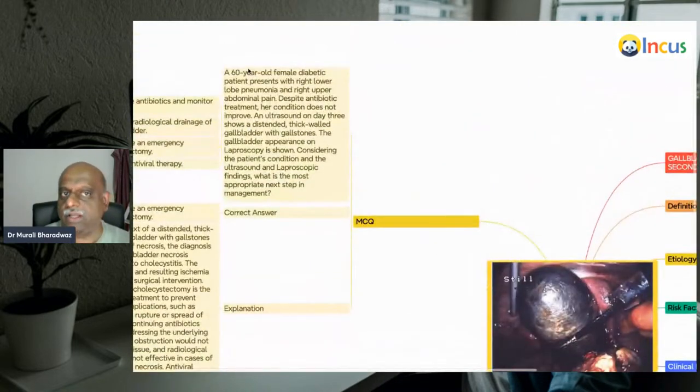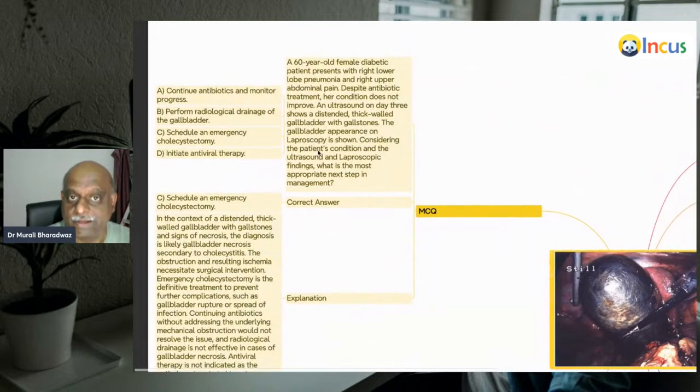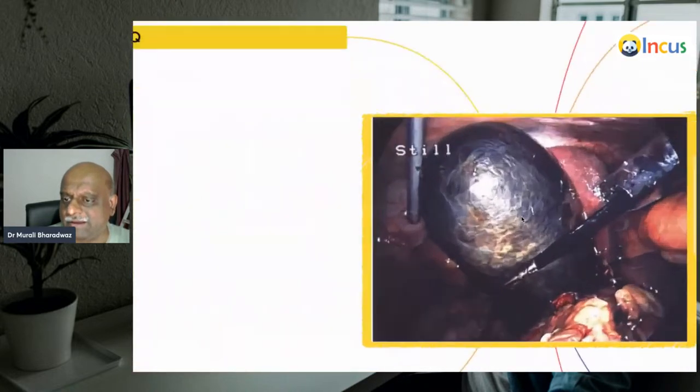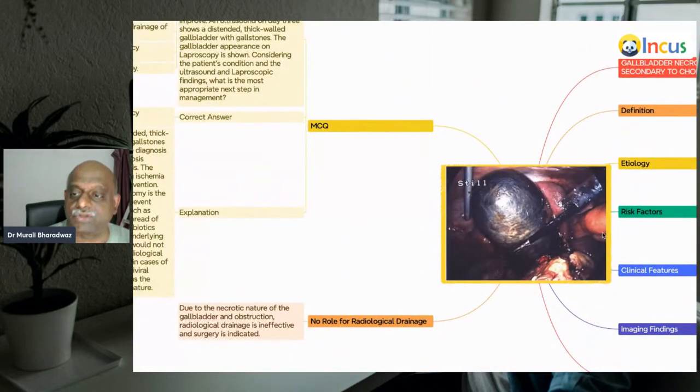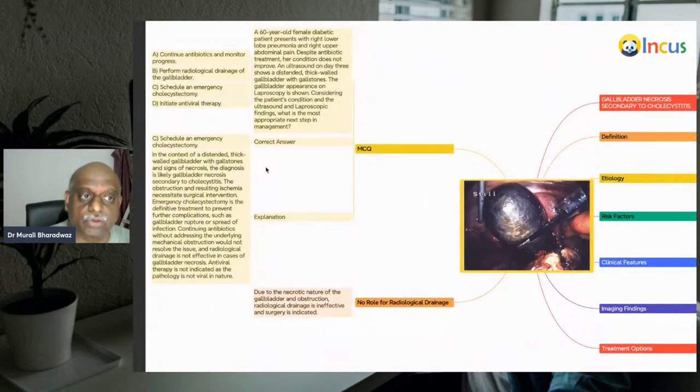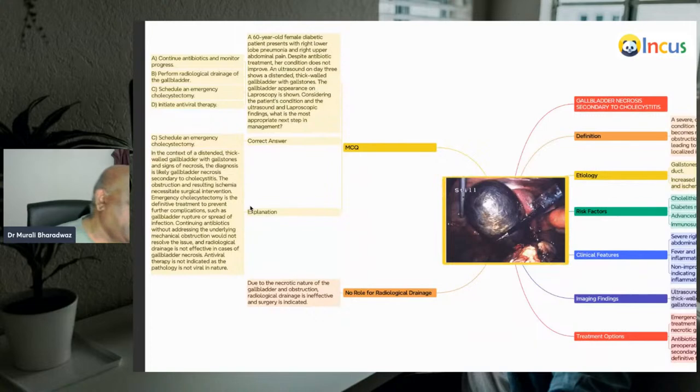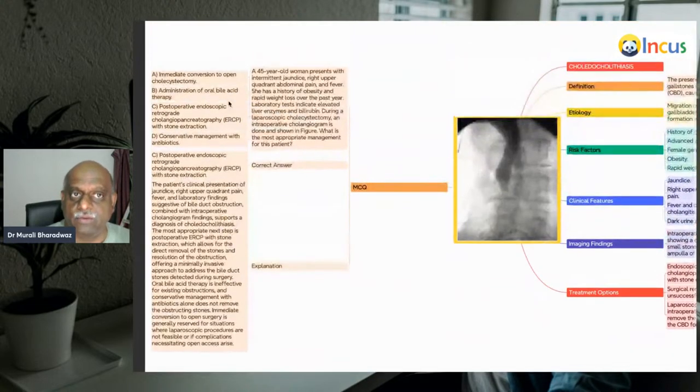So, doctor, a 60-year-old diabetic patient, right lower lobe pneumonia. Despite antibiotic treatment, her condition did not improve, and there is a thick-walled gallbladder with gallstones. Right, doc? So, this is basically gallbladder necrosis because of the cholecystitis, which is an indication for an emergency cholecystectomy, is considered to be the management of choice, is what you need to remember.